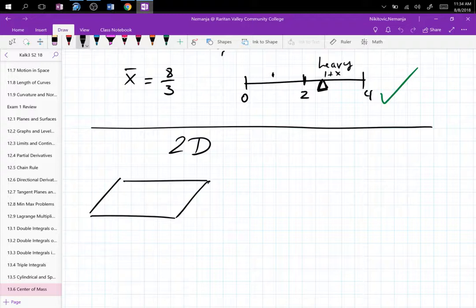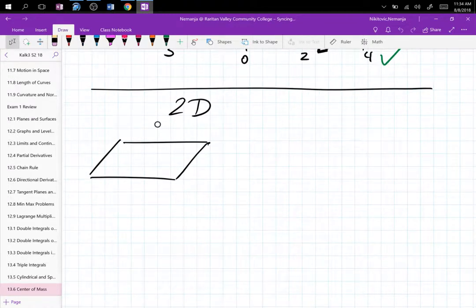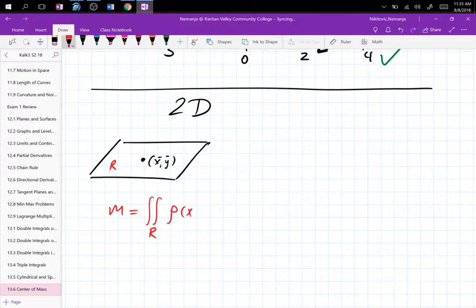So when you have a 2D case, guys, we are dealing with the following equations. We are looking for the center of mass, that would be x bar, y bar, so we're looking for two of these. First we have to calculate mass. That's the integral over the region R of the density, which could be uniform or variable, so we'll put rho of x y and then dA.